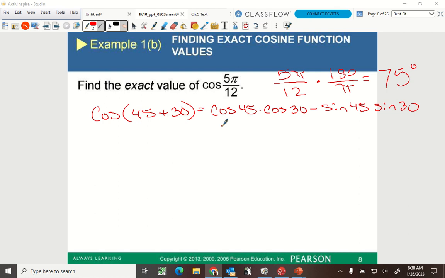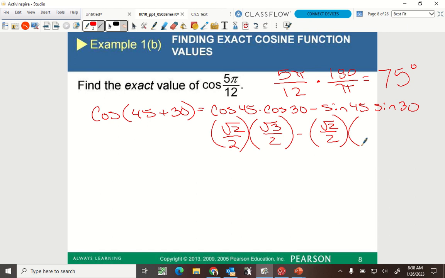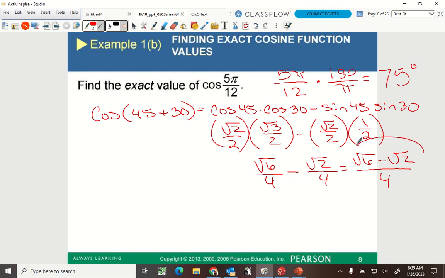Cosine 45 gives me rad 2 over 2 times cosine 30, which is rad 3 over 2, minus sine 45, rad 2 over 2, times sine 30, which is 1 half. Okay, do my multiplication again. Rad 2 times rad 3 is rad 6 over 4, minus rad 2 times 1 is rad 2 over 4, and it is a common denominator, so I'm going to put that together. So it's going to be rad 6 minus rad 2 all over 4.